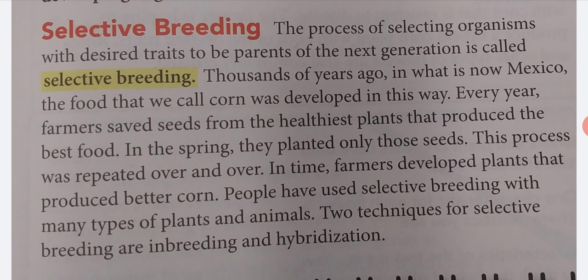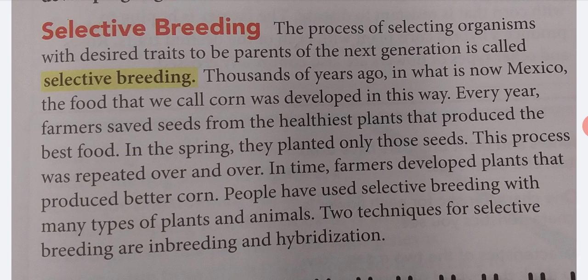Selective breeding. The process of selecting organisms with desired traits to be parents of the next generation is called selective breeding. Thousands of years ago, in what is now Mexico, the food that we call corn was developed this way. Every year, farmers saved seeds from the healthiest plants that produced the best food. In the spring, they planted only those seeds. This process was repeated over and over. In time, farmers developed plants that produced better corn.